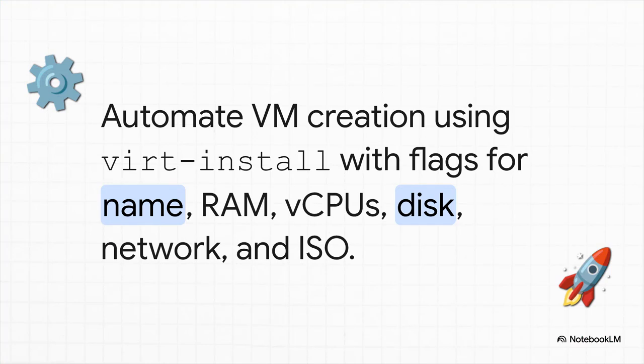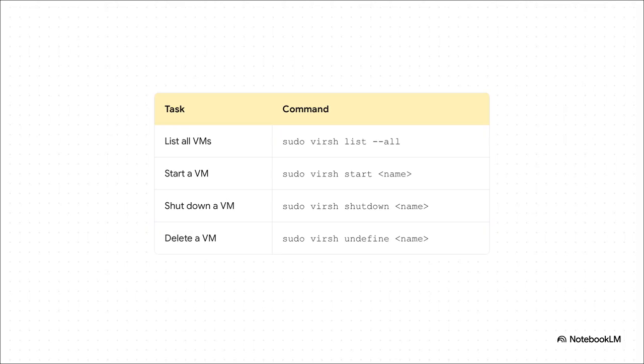And just to show you what I meant by the power of the command line, this is what that virt-install command looks like. See that? Everything we just did with all those clicks in Cockpit, it's all right there in one single line. You can see the flags for the name, the RAM, the disk, the network. It's perfect for automation.